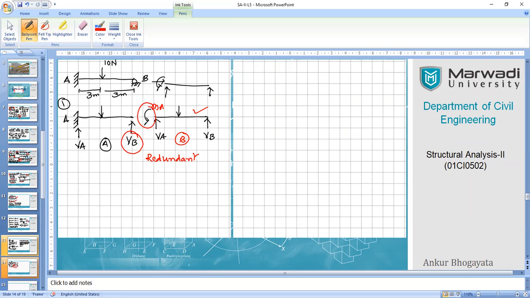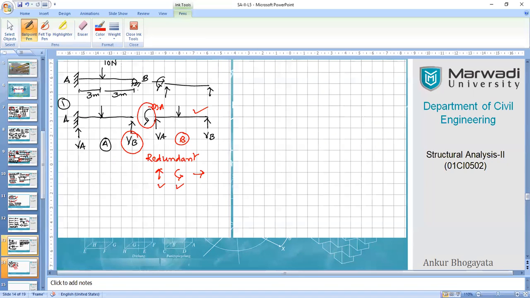Redundant can be in the form of a vertical reaction, a moment, a horizontal thrust, or torsion. That depends on your structure. But primarily we are going to deal with these two redundants: one may be the reaction and the second may be the moment. Now, when you want to create your determinate structure from the indeterminate structure, if you remove the support, your structure becomes determinate.